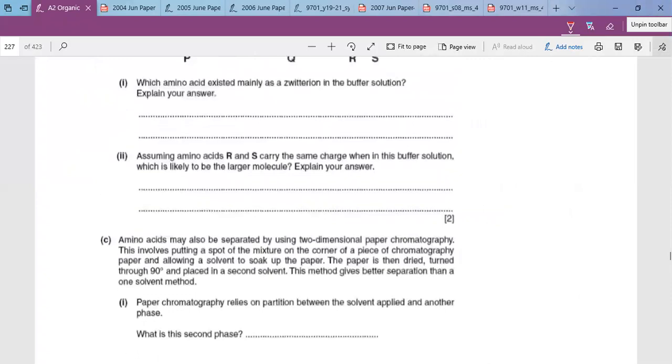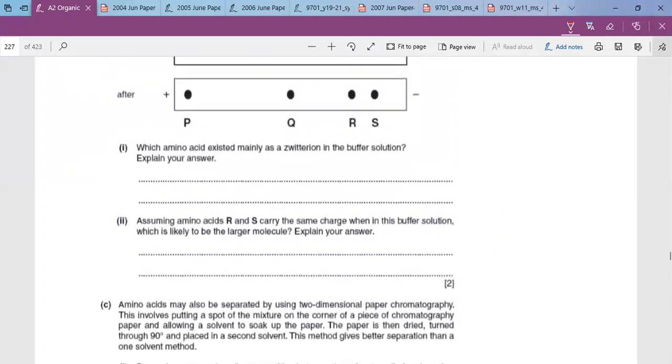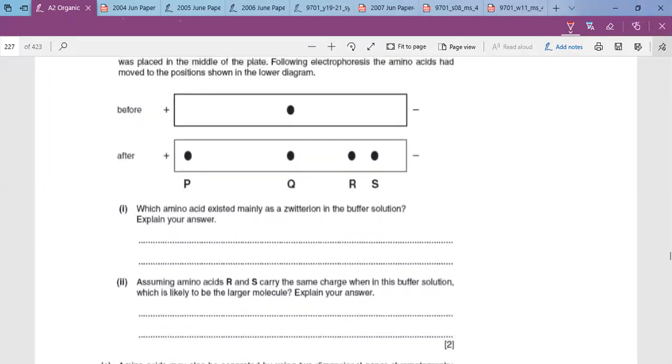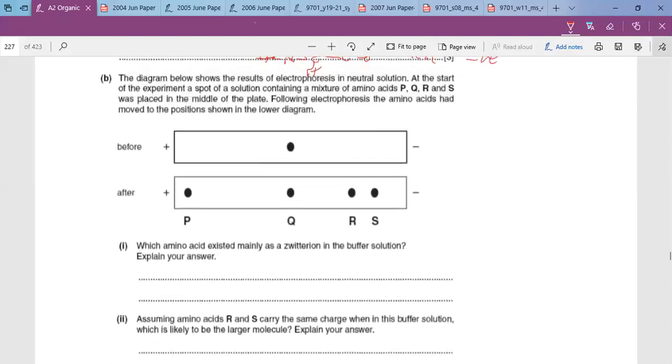Try yourself. All right, now this here. The diagram shows the results of electrophoresis at neutral pH 7. At the start, the spot is in the center. P, Q, R, and S are placed in the middle of the plate. Following electrophoresis, which amino acid exists mainly as an ion in the buffer solution? Of course, Q. Why? Because it doesn't move.